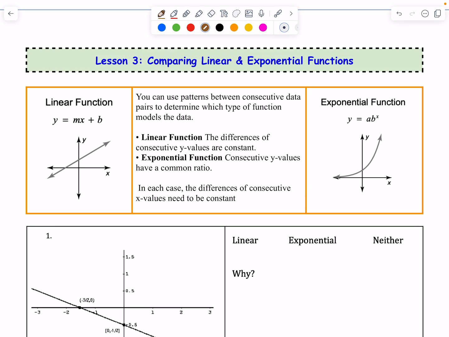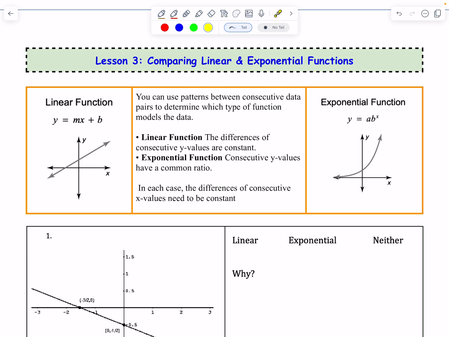Let's take a look at comparing linear and exponential functions. So let's review. Linear functions are in the form of y equals mx plus b. They look like a straight line that has a slope and a y-intercept typically. And then exponential functions look like they rise quickly or they are falling quickly. So like there's a dramatic change in how quickly they're increasing or decreasing.